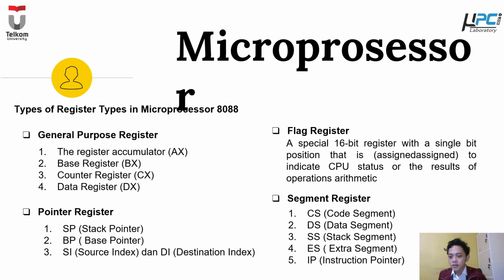The second one is pointer register. Pointer register consists of stack pointer, base pointer, and source index and destination index. Then we have flag register, a special 16-bit register with a single bit position that is assigned to indicate CPU status or the result of arithmetic operation. And then we have segment register that consists of 5. The first one is code segment, data segment, stack segment, extra segment, and instruction pointer.